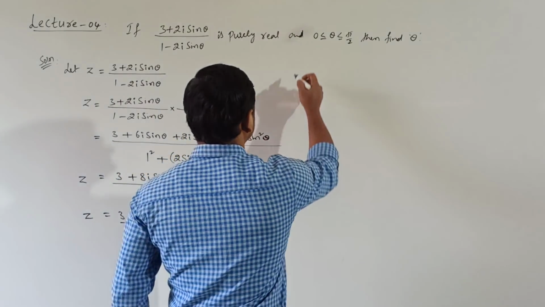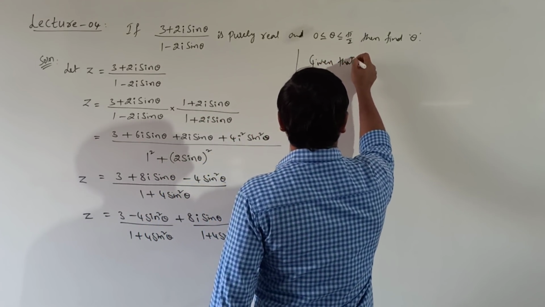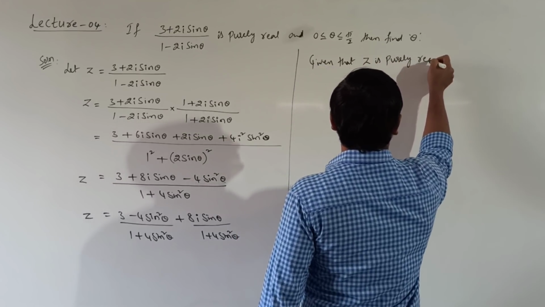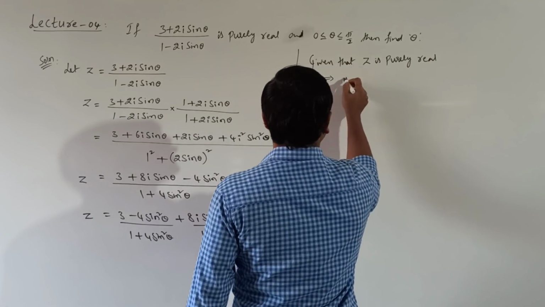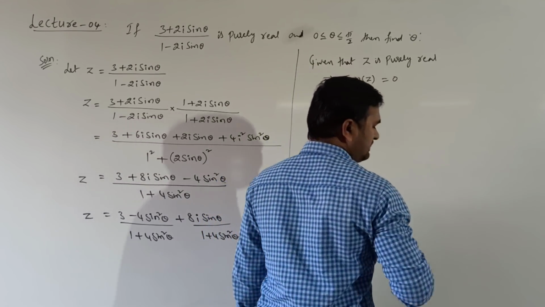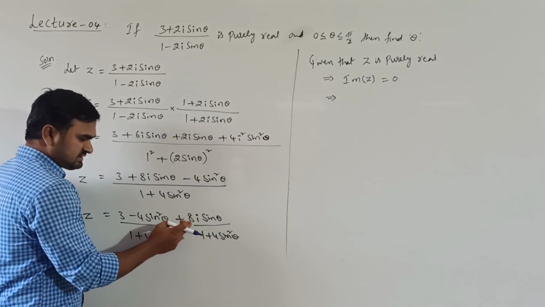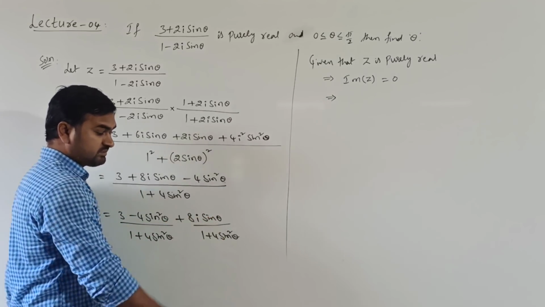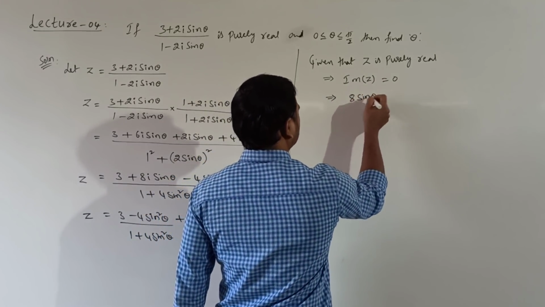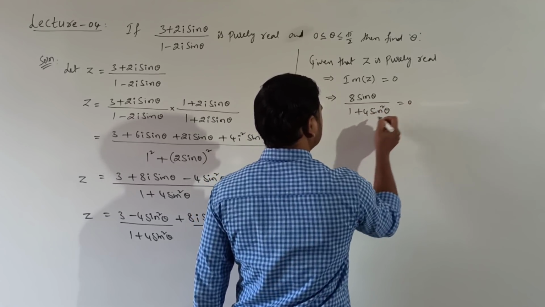Now, given that z is purely real, implies the imaginary part of z should be 0. Any complex number is purely real when its imaginary part is 0. So what is the imaginary part here? 8 sin theta by 1 plus 4 sin square theta. 8 sin theta divided by 1 plus 4 sin square theta should be equal to 0.